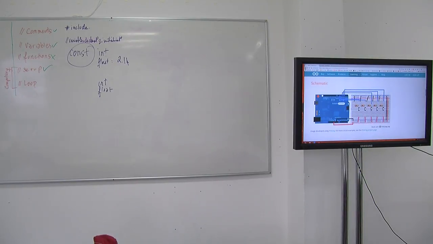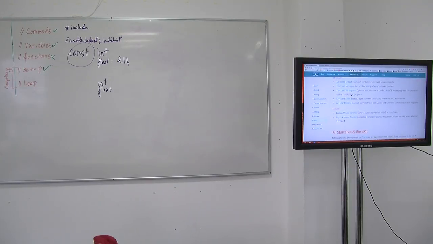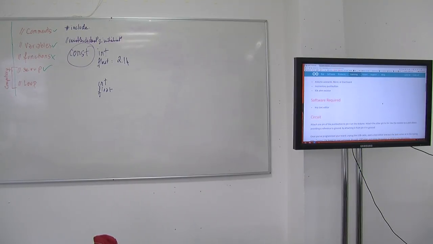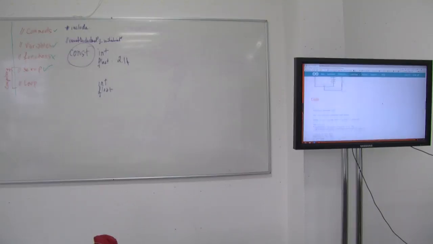So let's have a look at another piece of code. So I chose this one, but someone suggested the other one, the keyboard message. So what does it do? Here, I'll have a look. So you need the Arduino and push button, 10K resistance. All right. So here's the code. So how's the code working? That's the comments.